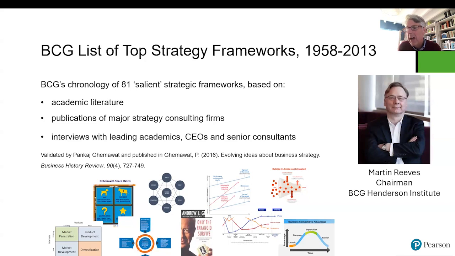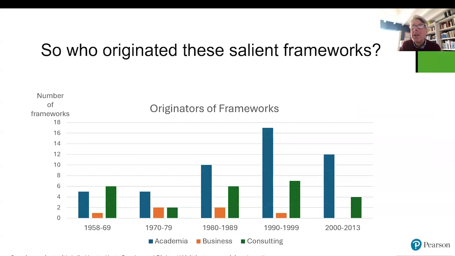He identifies 81 strategy frameworks developed between 1958 and 2013. So his data basically finished about 2015 when he started publishing on this. And Pankaj Ghemawat, a prominent strategy academic, has used this and curated this list as well in Business History Review. There's a nice article, actually. So, Dan Schendel said we were wasting our time.